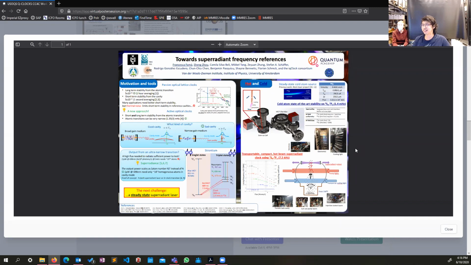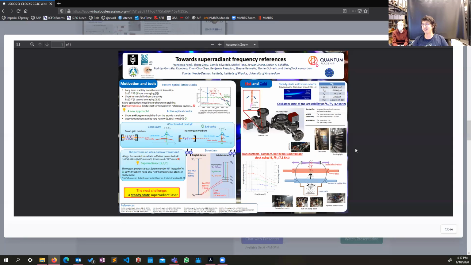a pulsed superradiant laser system has already been demonstrated. So right now, the next challenge is to build a steady-state superradiant laser system. And we are building two different continuous superradiant laser machines to achieve this challenge. The first one is a cold atom beam. It will be trapped in a moving magic lattice within a cavity. And we will use this system to explore the clock transition of strontium-87, aiming for state-of-the-art short-term frequency stability.